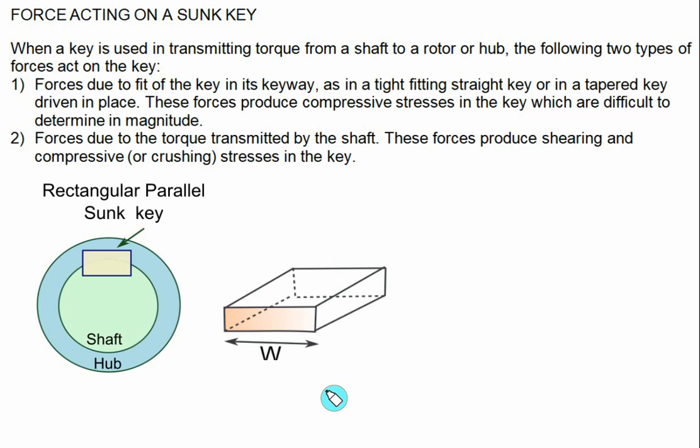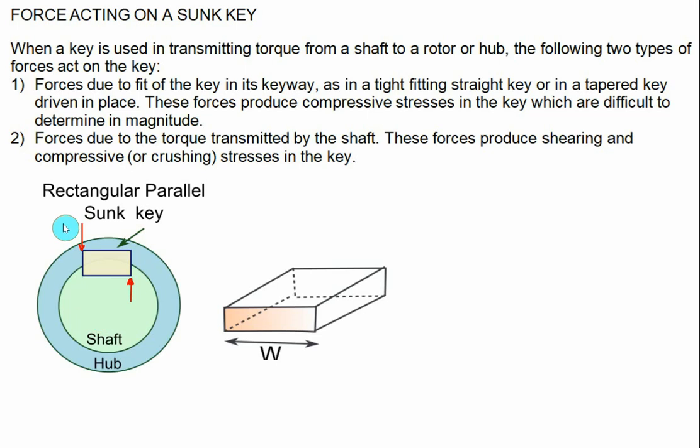Now we want to find out the dimension of the key for the required power transmission. In that case, first you have to find out what is the force acting on the sunk key. Now the sunk key is fitted here with respect to the shaft and the hub, which can be a straight key or a tapered key driven in a place. Because of this, compressive stresses are produced in the key. So this represents the compressive stresses produced due to the tight fitting of a straight key or a tapered key.